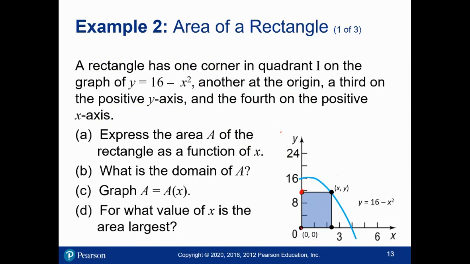We have three corners given to us, and we know the fourth has to belong somewhere on that curve. This really locks down where this corner can possibly be, because then this horizontal line coming through that corner of the rectangle and this vertical line going through that corner have to meet somewhere on that curve. So I can't just draw any rectangle I want. If that corner isn't on this curve, that would be bad. So express the area as a function of x. What is the domain of this function, and for which value of x is the area the largest?